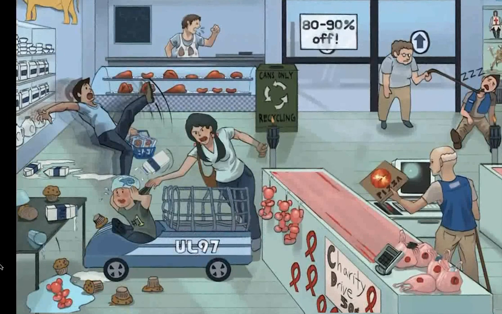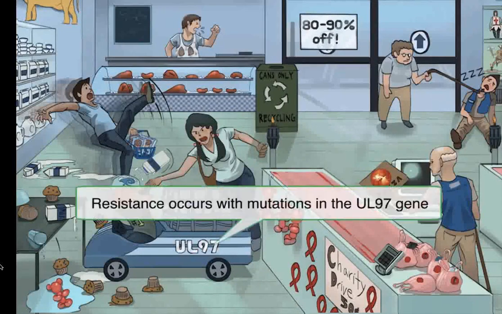Foscarnet, pretty close. Well, this is used when the virus has the UL97 gene mutation, which makes it resistant to ganciclovir. That's why the car has this UL97 sticker on its side.